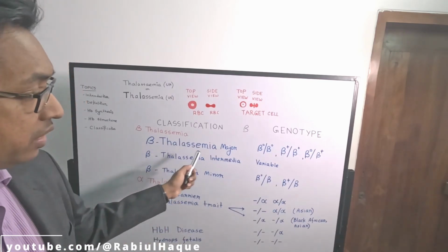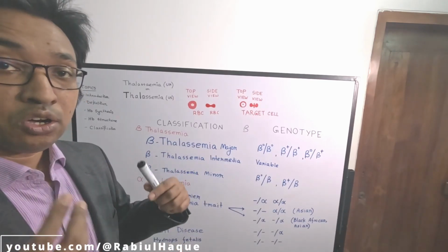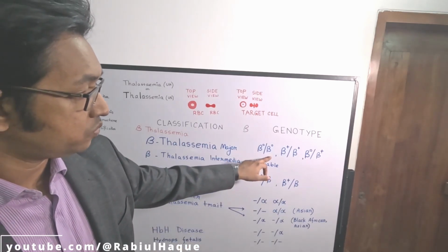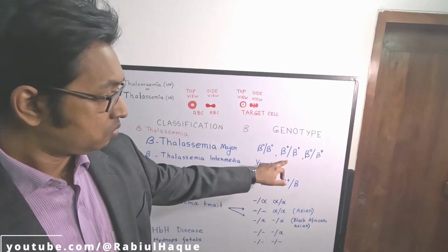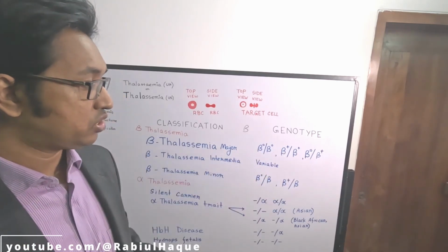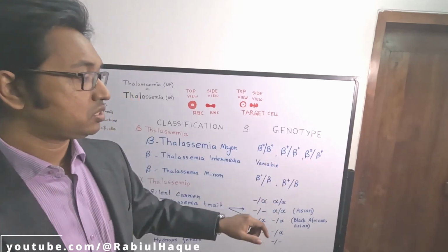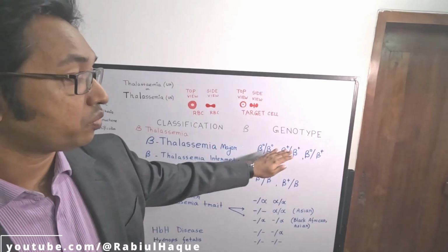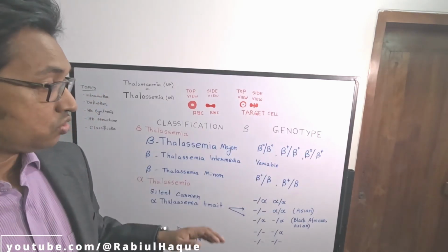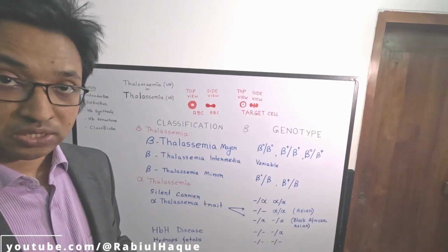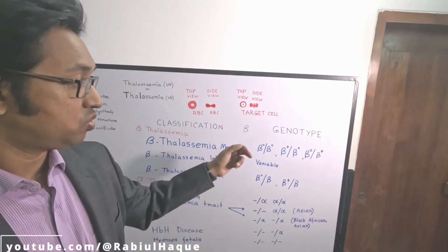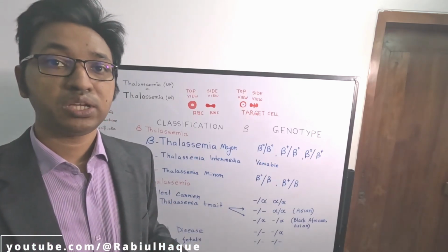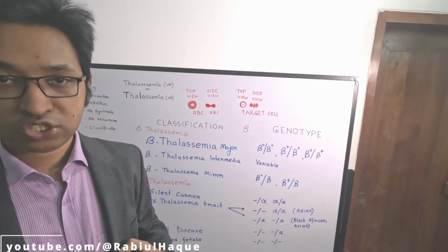And in thalassemia major, there will be homozygous thalassemia. For example, you can see here both are beta 0. Here in this we can see both are beta plus mutation, and in this option we can see one is beta 0 and one is beta plus, but no normal beta gene is seen here. So since both are mutated, it is homozygous mutation. Okay, so always remember that in thalassemia major we have homozygous mutation.